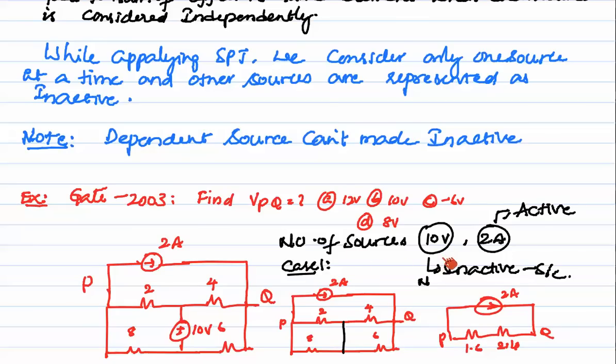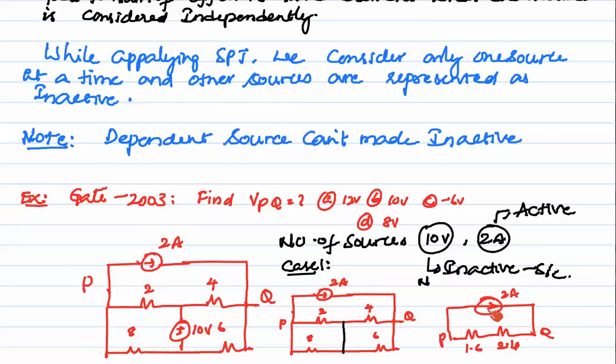In the first case, we choose the 2 amps as the active source and the 10 volts as inactive. That means we will represent it with a short circuit. So here I represent the 10 volts with a short circuit, and between P and Q we have 2 ohms, 4 ohms, 8 ohms and 6 ohms. When this is short circuited, 4 and 6 are in parallel, and 2 and 8 are in parallel. When you perform the parallel operation, we have 4 into 6 by 4 plus 6, and 2 into 8 divided by 8 plus 2, so 2.4 and 1.6.